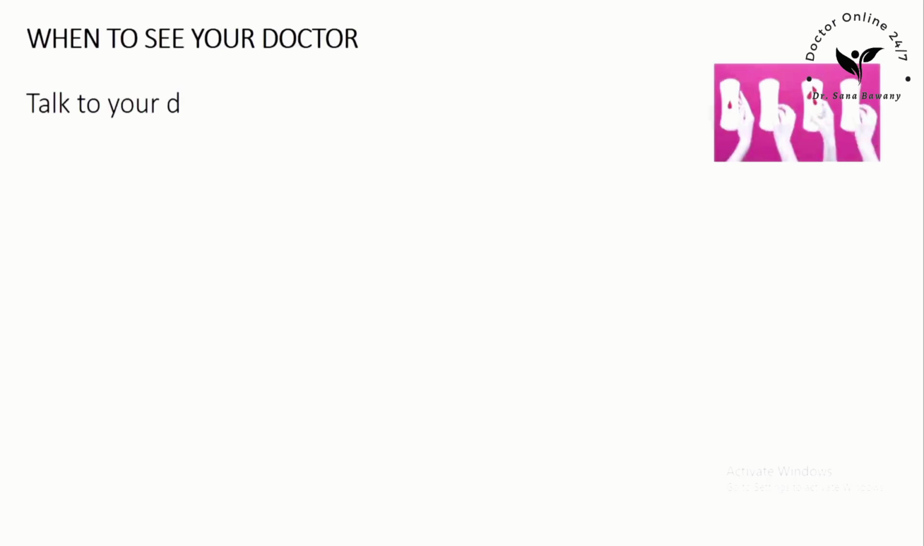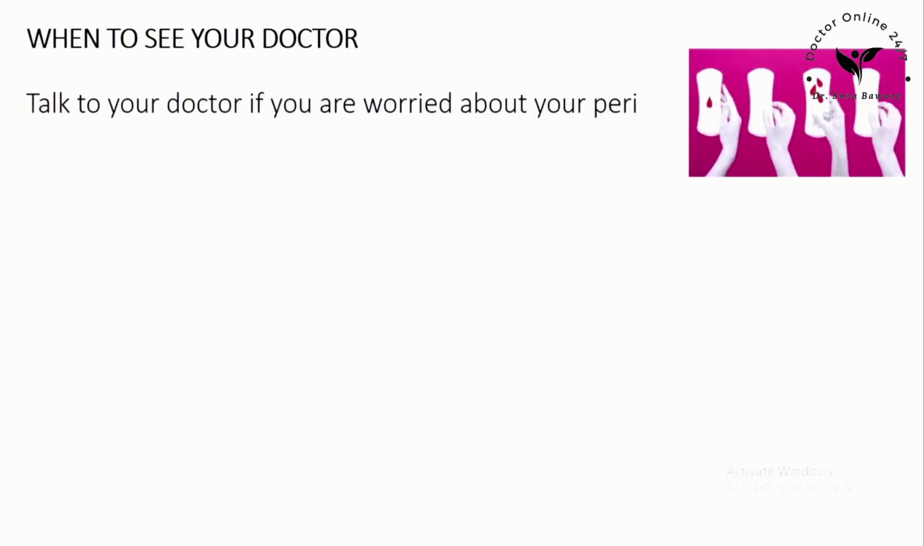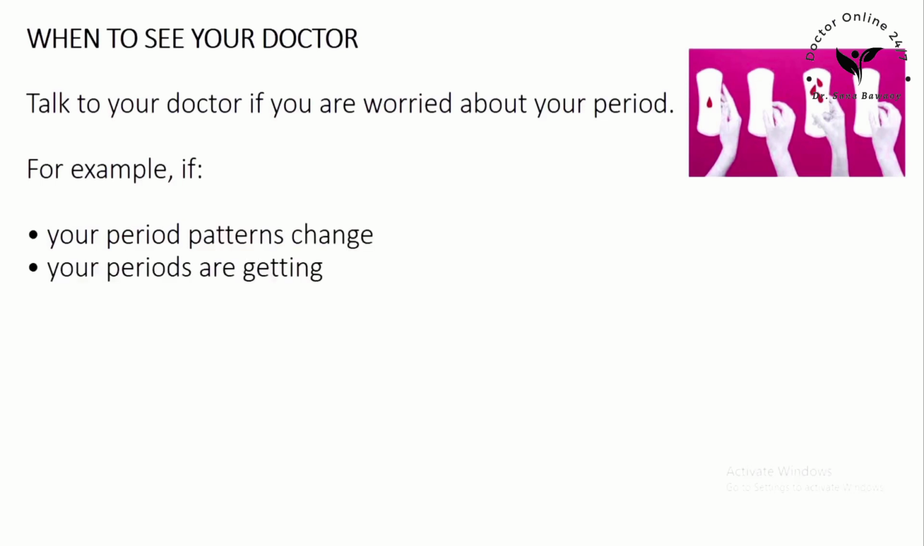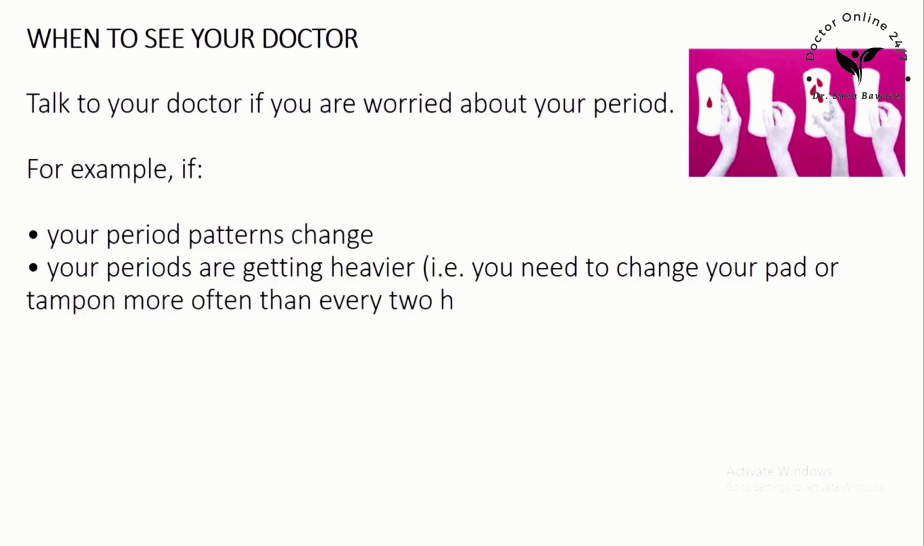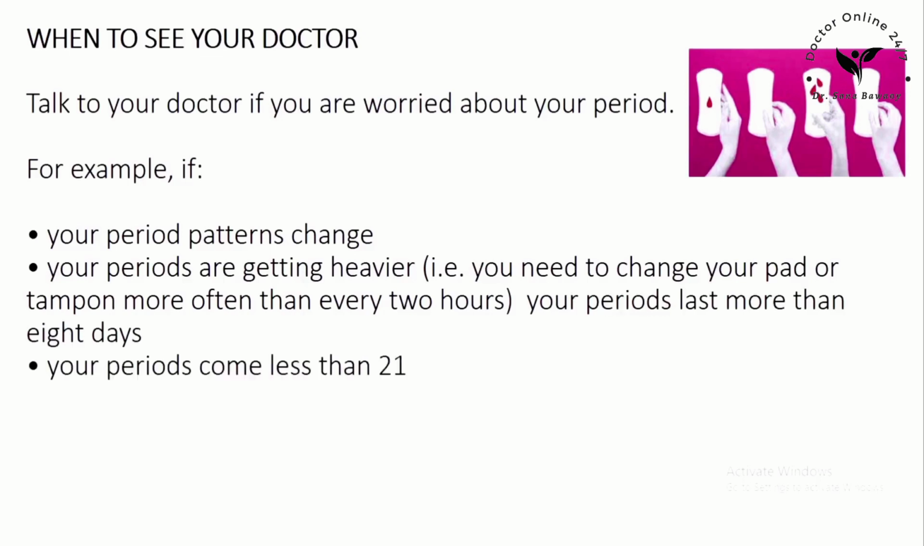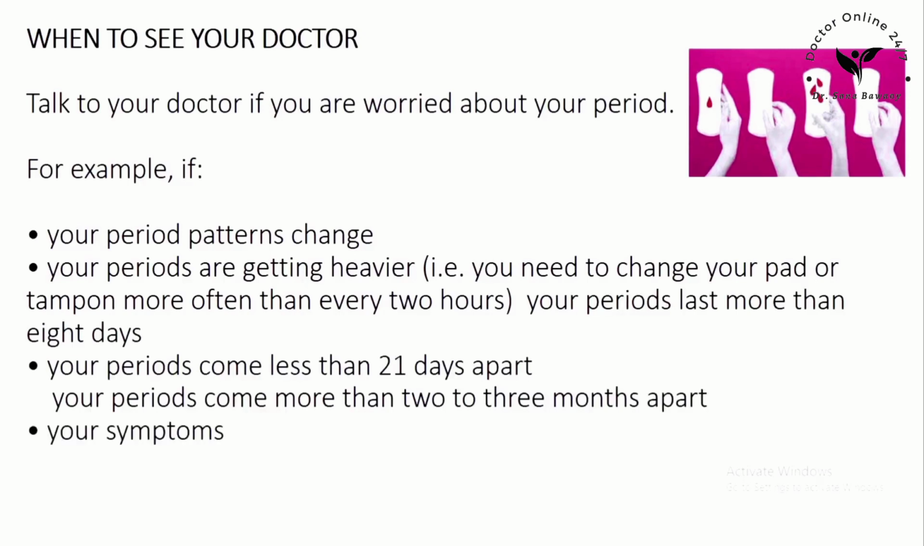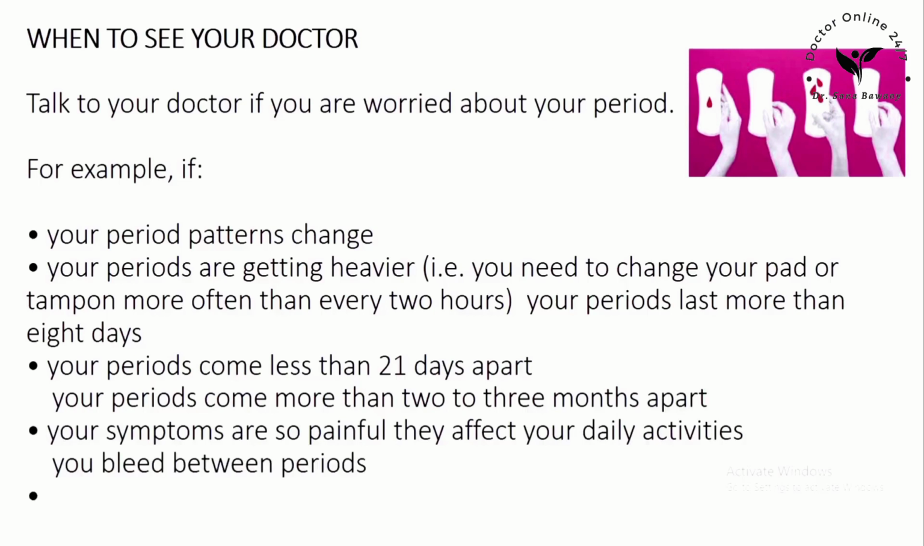When to see your doctor. Talk to your doctor if you are worried about your period. For example, if your period patterns change, your periods are getting heavier, i.e. you need to change your pad or tampon more often than every 2 hours, your periods last more than 8 days. Your periods come less than 21 days apart. Your periods come more than 2 to 3 months apart. Your symptoms are so painful they affect your daily activities. You bleed between periods. You bleed after sexual intercourse.